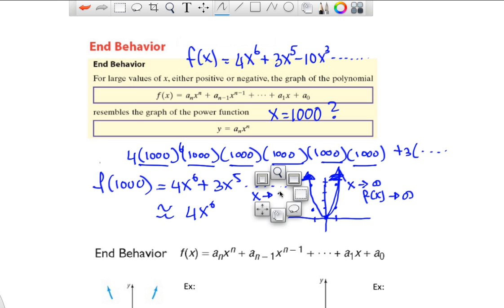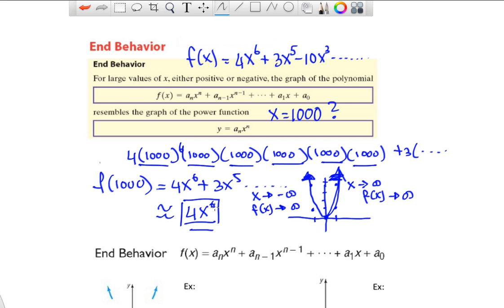When x is really negative and large, then the function still goes to positive infinity because the negatives are going to keep canceling each other out. It's an even number of negatives here, and that means it still goes up. So the end behavior is just determined based on the largest degree, and then if it's an even, on both sides it will go up.